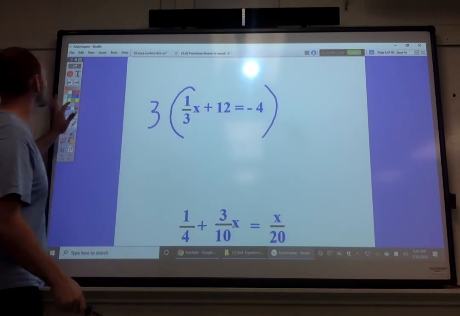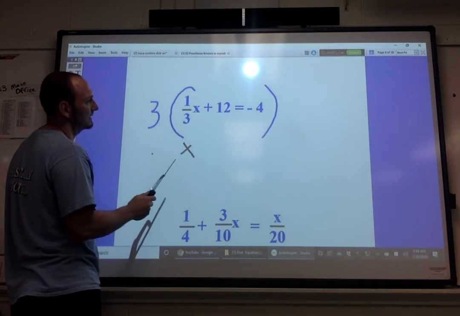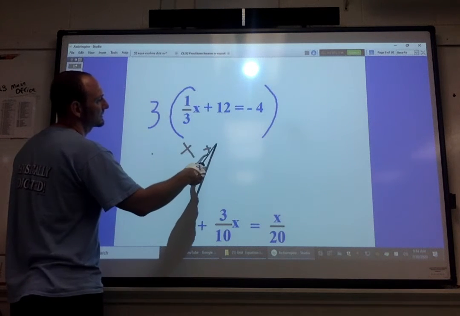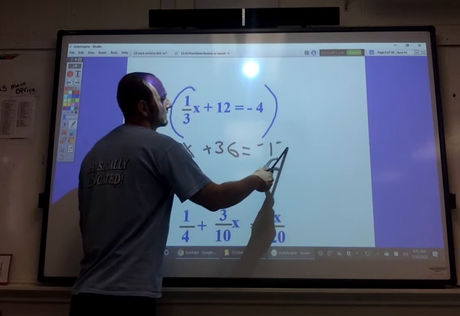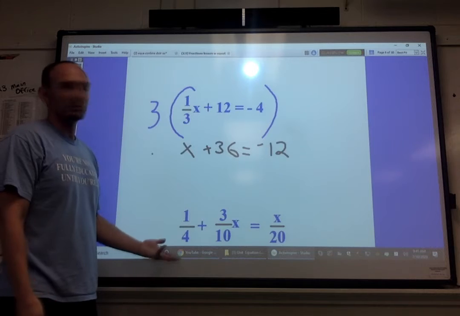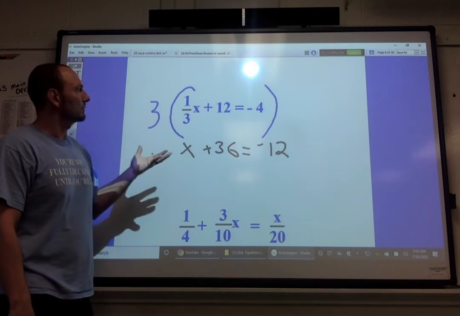Alright, so we just times everything. So 3 times 1/3 is 1x. 3 times 12 is 36. 3 times -4, -12. And now you know what to do, minus that, so the answer is -48. So that's one way we can do it.